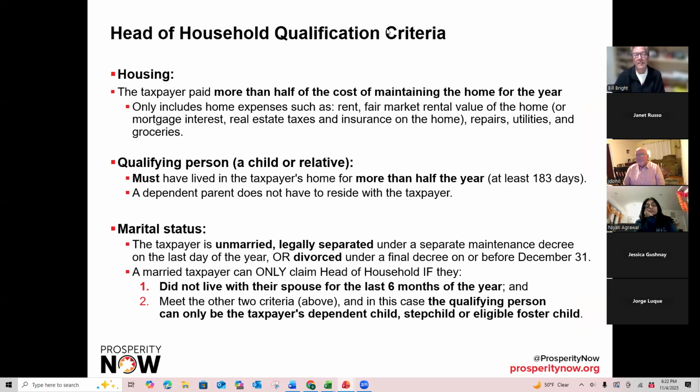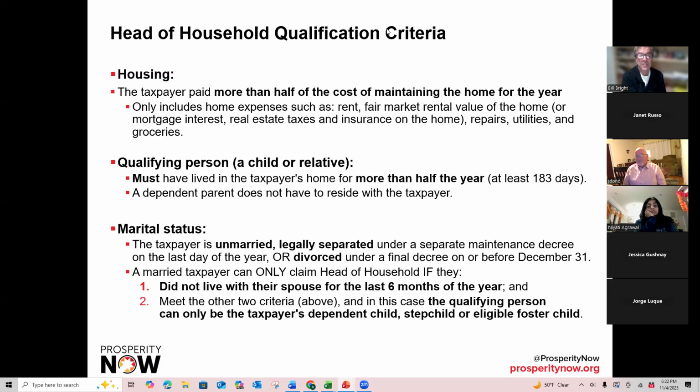So, head of household qualifying criteria: the taxpayer paid more than half the cost of maintaining the home for the year. This only includes home expenses such as rent, fair market value of the home, mortgage interest, real estate taxes, et cetera. It's pretty obvious what their housing expenses are. A qualifying person, a child or a relative, must have lived in the home for more than half the year, and a dependent parent does not have to reside with the taxpayer. Again, that person could be living in another state or Canada or Mexico.